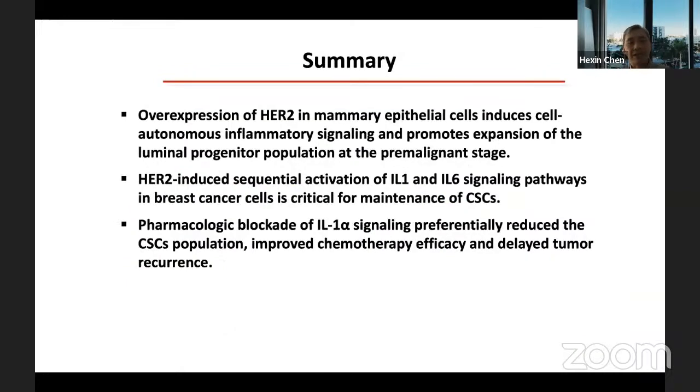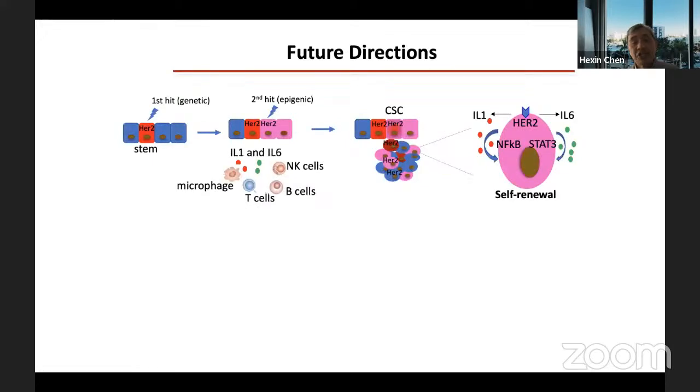So I'll summarize the position I have so far. Overexpression of HER2 in mammary epithelial cells induces cell-autonomous inflammation signaling that promotes expansion of the luminal progenitor population at the pre-malignant stage. HER2 induces sequential activation of the IL-1 and IL-6 signaling pathway in breast cancer, which is critical for maintaining the cancer stem cells. Pharmacological blockade of IL-1 signaling preferentially reduces the cancer stem cell population, improves chemotherapy efficacy, and delays tumor recurrence.